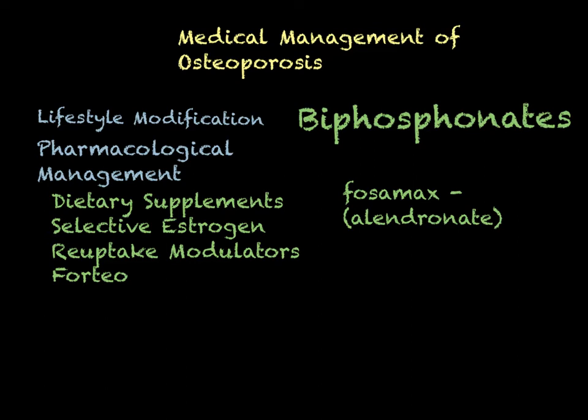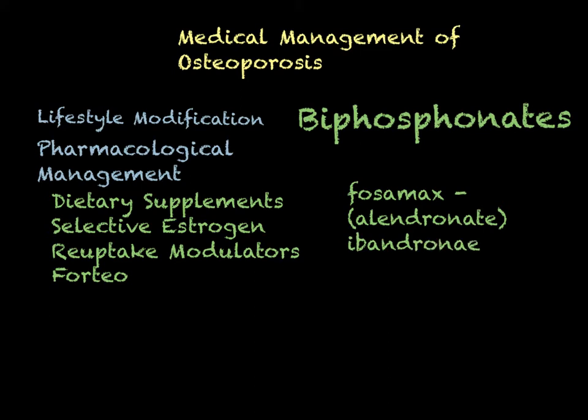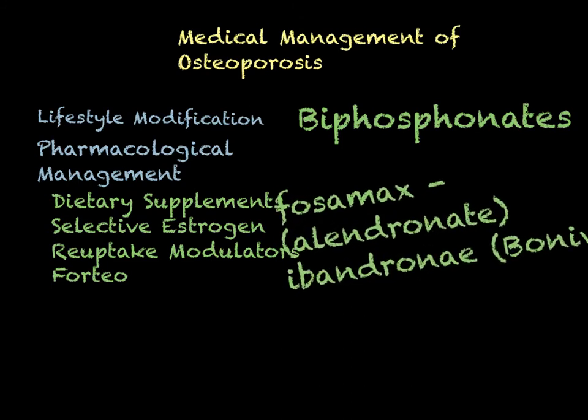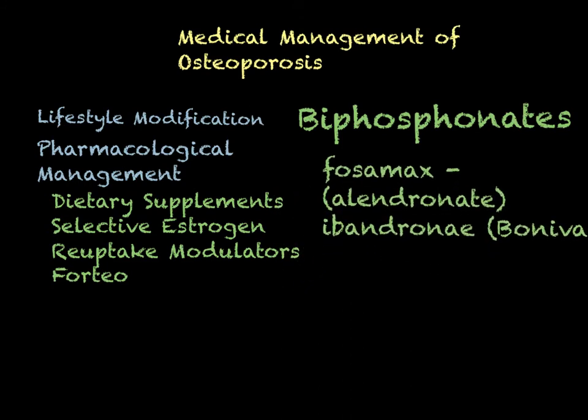Other drugs in this class are ibandronate, also known as Boniva, and risedronate, Actonel. So all these dronates. But the one that you're going to do for your template is Fosamax, and then you can put those other names up there if you want to. So those are the biphosphonates.